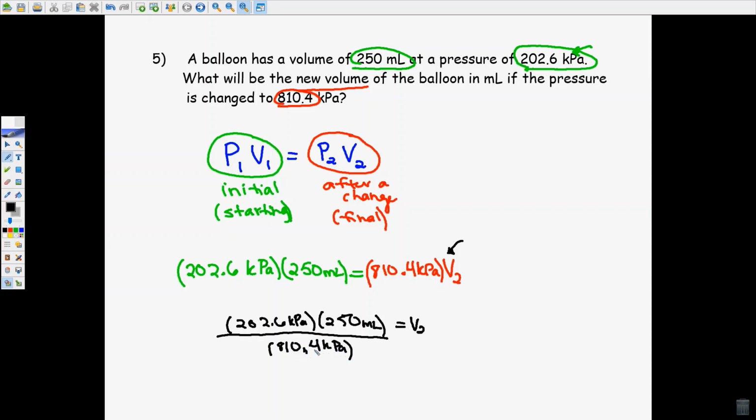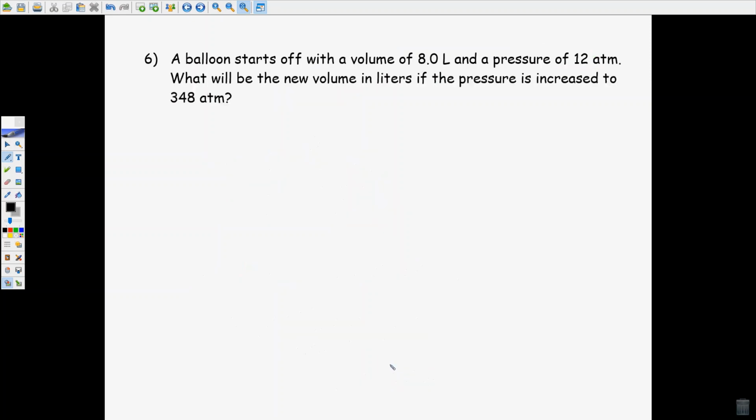kilopascals. When you do that, some things to note is that kilopascals cancels out, and the unit of volume that you're left with is milliliters. So I got for V2 that my volume was 62.5 milliliters, and that's your final answer. All right, let's go to the next problem in our set.